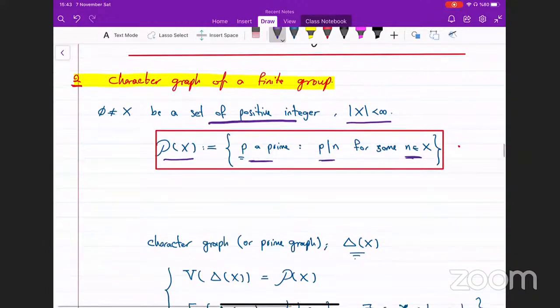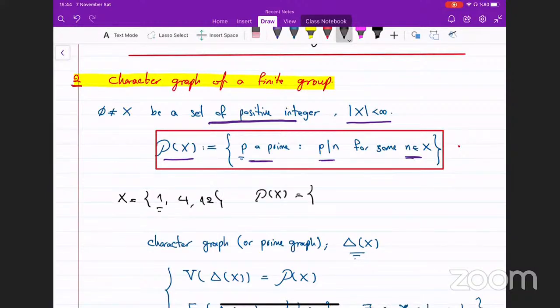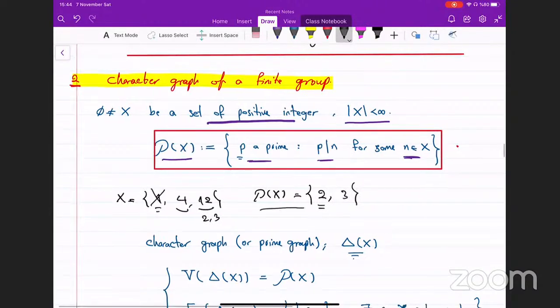As an example, you may consider X equals 1, 2, 12. So what do I mean by rho of X here? I don't have any prime divisor of 1, so forget 1. Whenever you have 1 in your set, forget it. Now, the prime divisor of this one is 2. Prime divisors of this one are 2 and 3. So I have already 2 here, I just need to write 3. So rho of X for this X will be exactly the set 2 and 3.